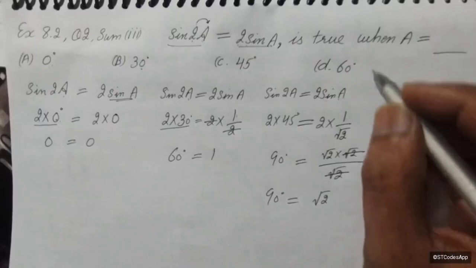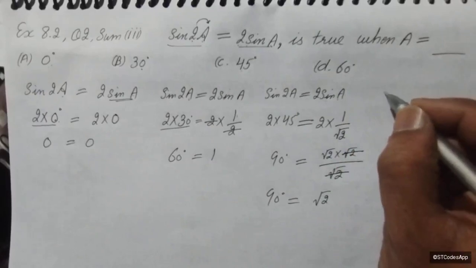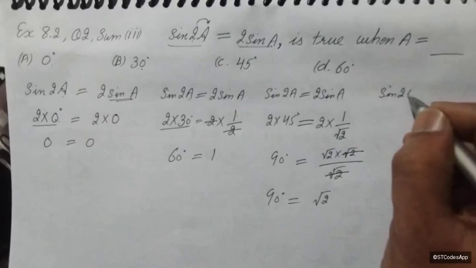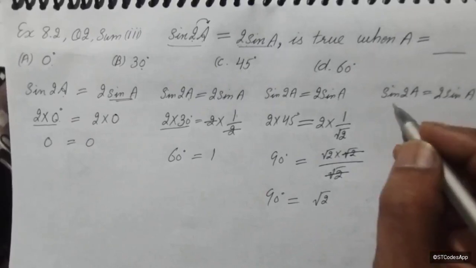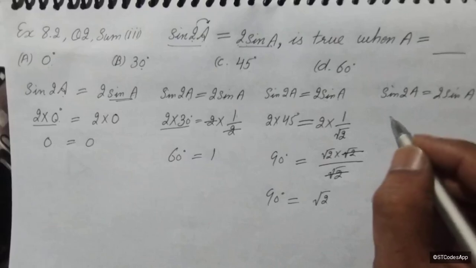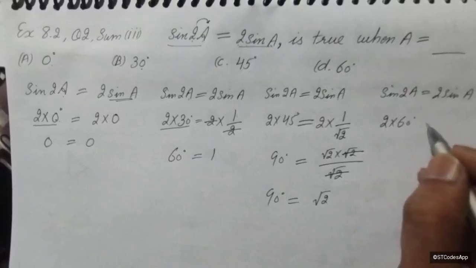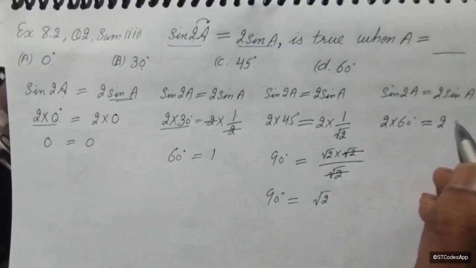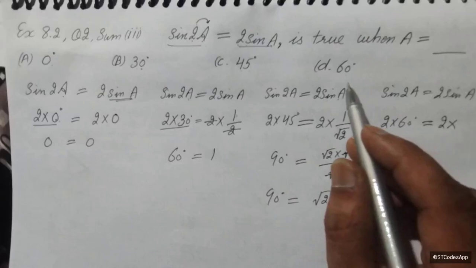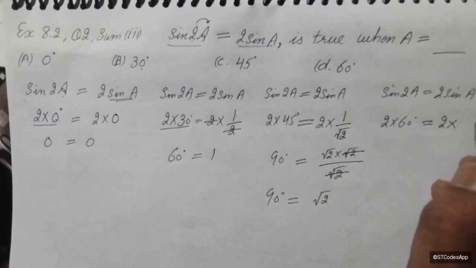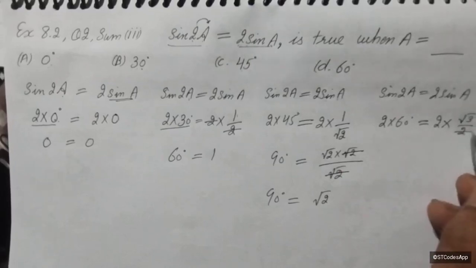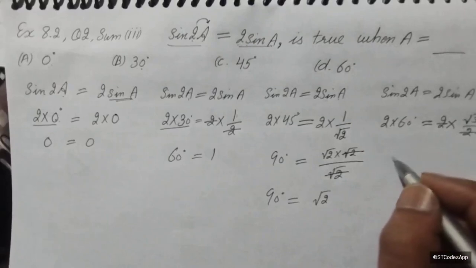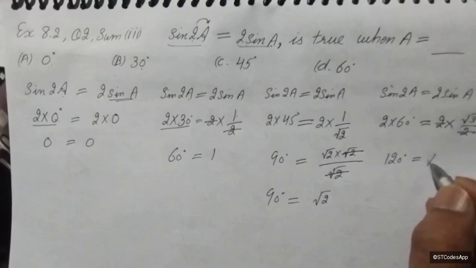Okay, now with 60 degree. Sine 2a is equal to 2 sine a. Now we have to use 60 degree. Sine of 2 times 60 degree is equal to 2 multiplied by the value of sine 60 degree. When sine 60 degree is there, the value is √3 over 2. So 2 by 2 cancels, and 60 degree multiplied by 2 is 120 degree. Sine 120 degree is equal to √3.